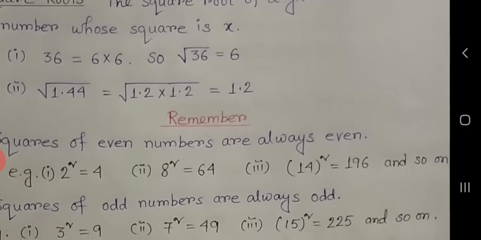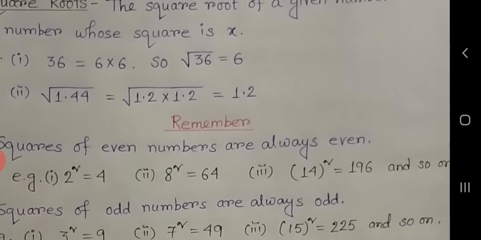Similarly, 14 square is equal to 196. Here 14 and 196 both are even numbers.